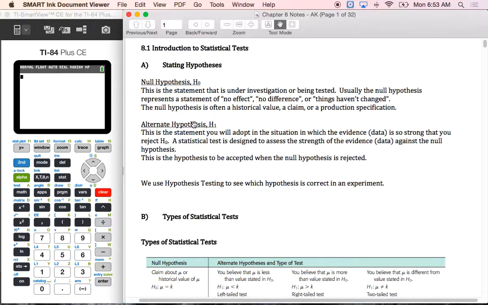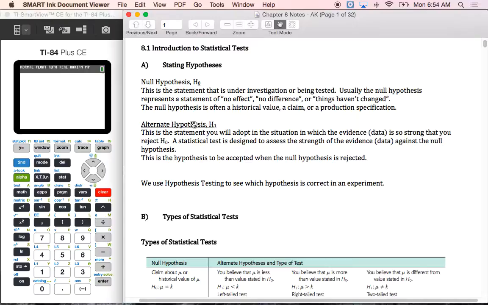So every time, what we're going to be looking at is a null hypothesis, that's the H sub 0, the alternate hypothesis, the H sub 1. So for your null, this is a statement that's under investigation or being tested. Usually the null hypothesis represents a statement of no effect, no difference, or things haven't changed. The null hypothesis is often a historical value, a claim, or a production specification. The alternate hypothesis, then, this is the statement you will adopt in the situation in which the evidence is so strong that you reject the null.